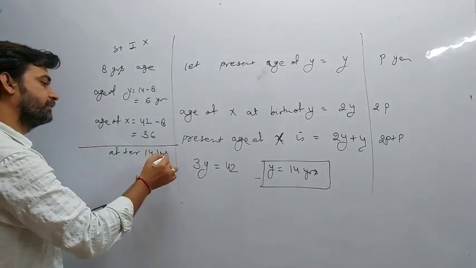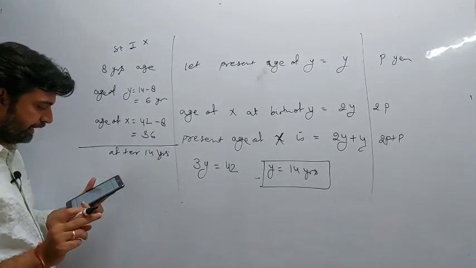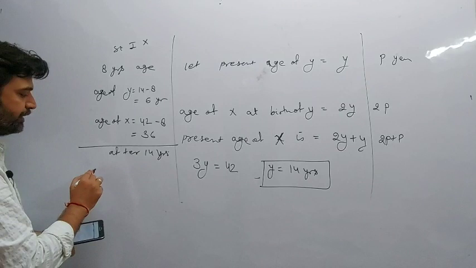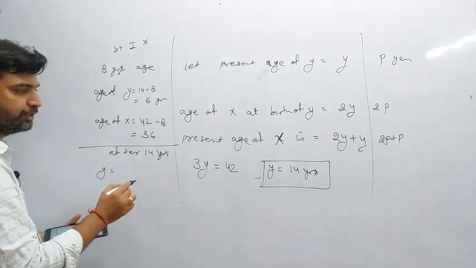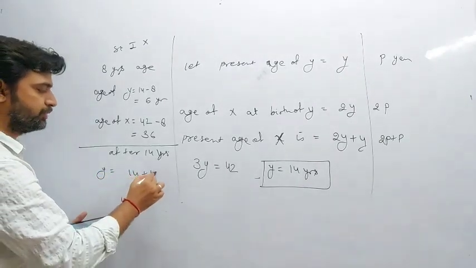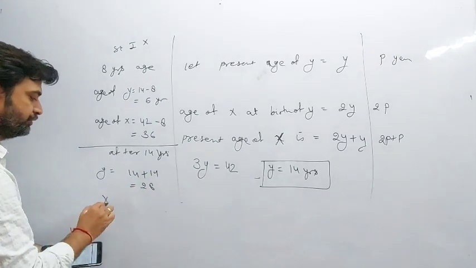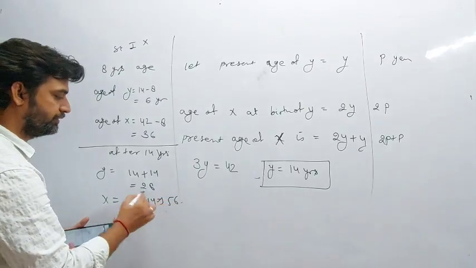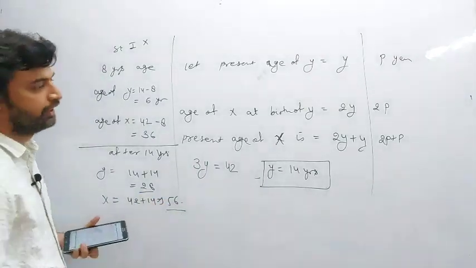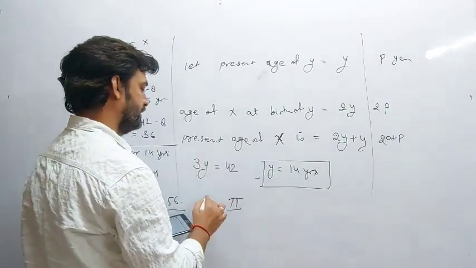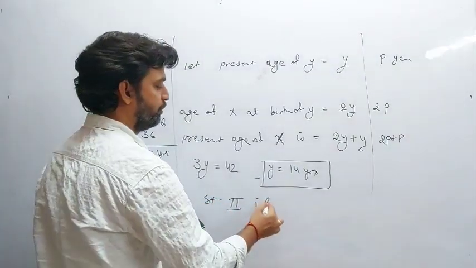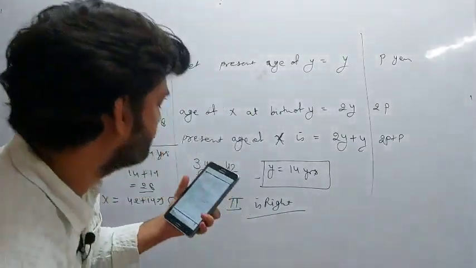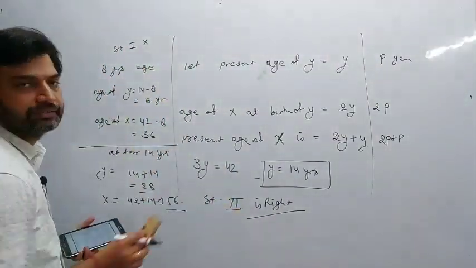After 14 years. Second statement we are talking about: X would be 2 times the age of Y. So the present age of Y is 14, and after 14 years the age of Y becomes 14 plus 14 equals 28, and the age of X becomes 42 plus 14 equals 56. 2 times, right? So the second statement is right only. So the answer is only statement 2 is right, not both. One is wrong, second is right.